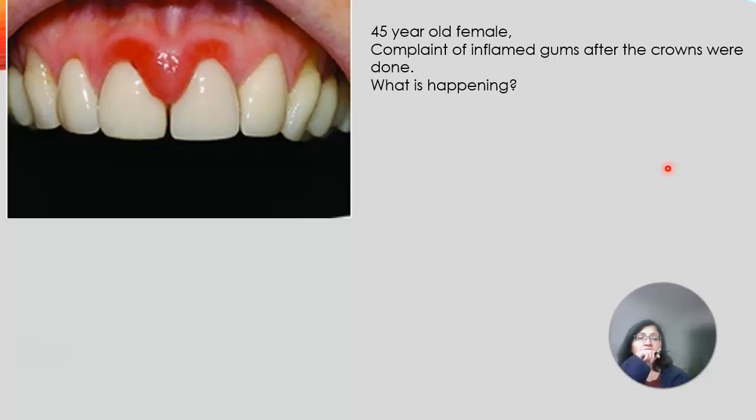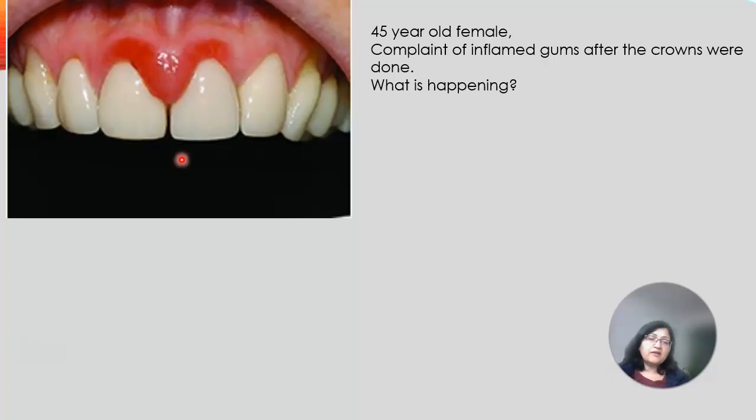A very important thing that I want you to think about is that this kind of case is very common. This was a 40-year-old female. She came in, the crowns had been done by a previous dentist, and now she's complaining that her gums are very inflamed. This picture is not an exact picture. I took it from Google Images, but I had a similar case. The picture was really blurred, so I did not put it here.